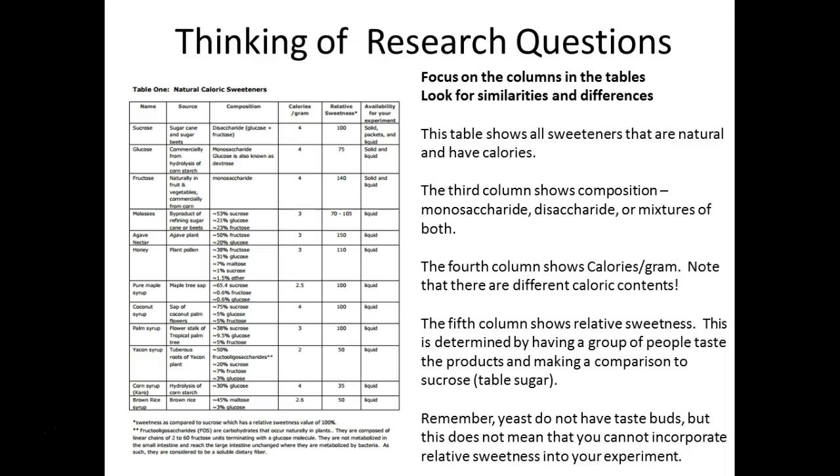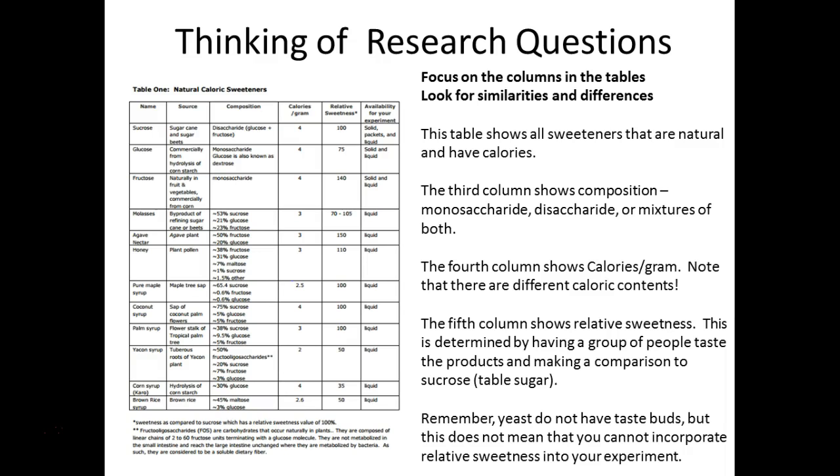Calories are essentially a human construct where we figure out, by burning the food, how many calories are in it. The next column is an interesting one. This is relative sweetness. Relative sweetness is a comparison of the sweetness of that material to sucrose or table sugar. So sucrose is given a relative sweetness of 100. If you look at glucose, then it's only 75% as sweet to humans as sucrose is.